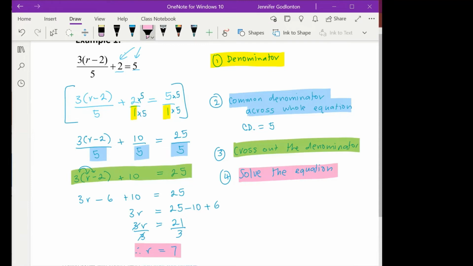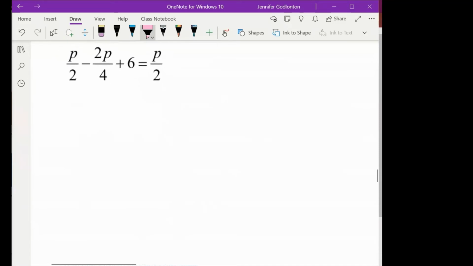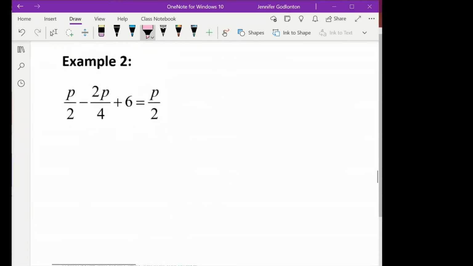Okay, so that's step by step how we do a fraction equation that is linear. Does anyone have any questions at this point? Okay, let's try one for ourselves. So step by step, anything that doesn't have a denominator, give it a denominator of 1, find a common denominator, cross out your denominator, solve the equation. And then give me your answer in the chat.